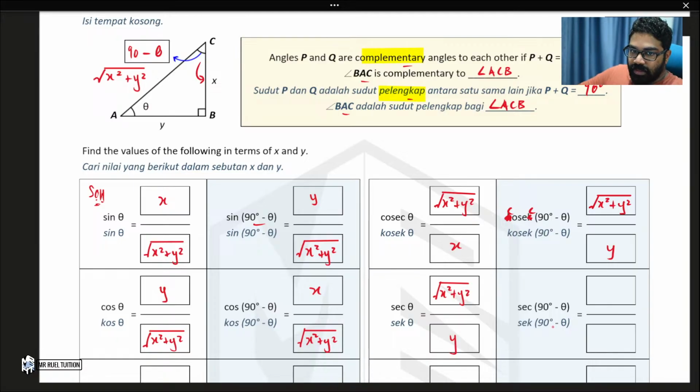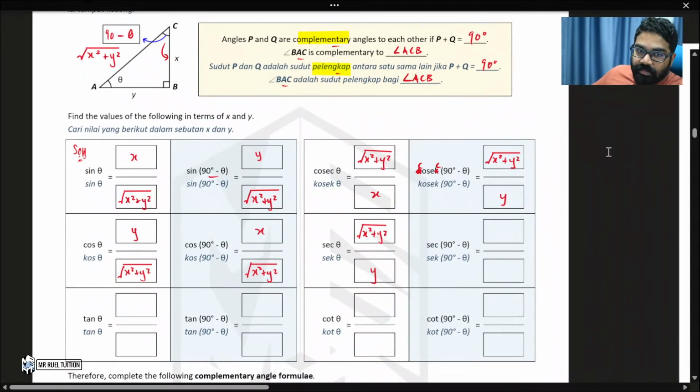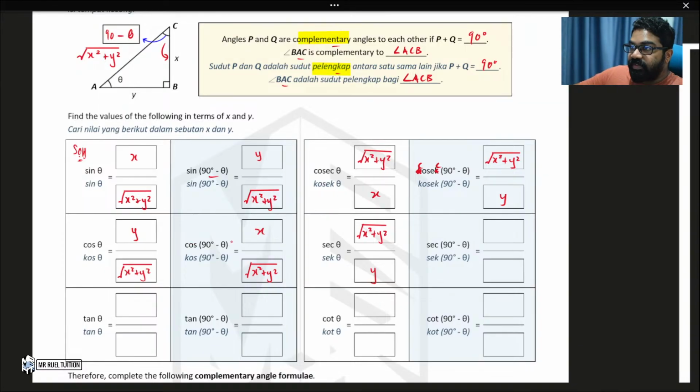Okay? And then secant of 90 minus theta. Secant 90 tolak theta. This will be reciprocal of the cos 90 minus theta, iaitu square root of x square plus y square bahagi x. Got it? Boleh?